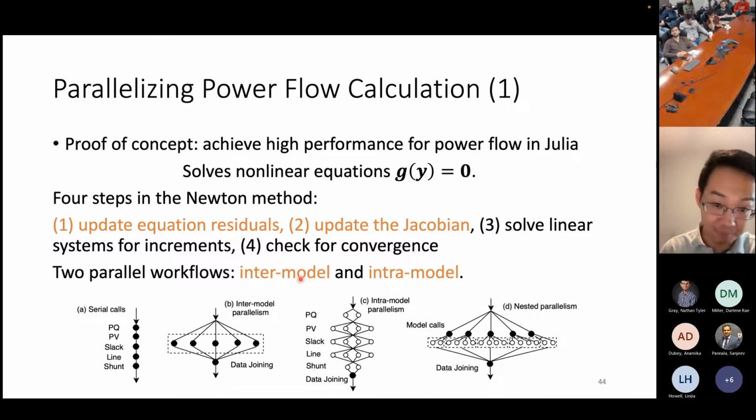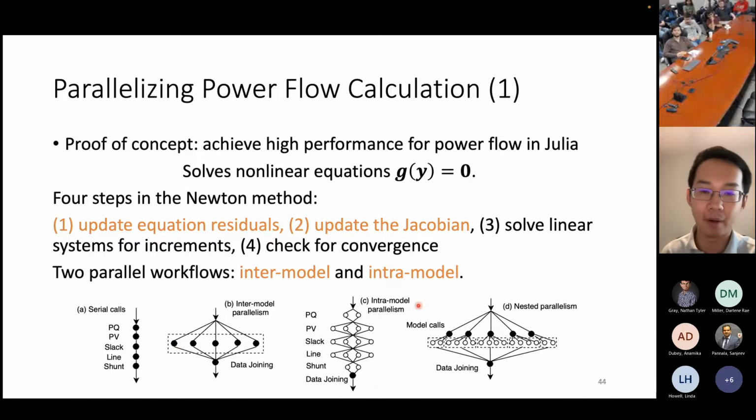So from the name, we can tell that inter-model parallelism basically creates parallelism across the models. A typical serial call basically evaluates the power injections for PQ, PV, slack bus, line, and shunt models separately in serial. But inter-model parallelism calls them in parallel, for example, by using multi-threading.